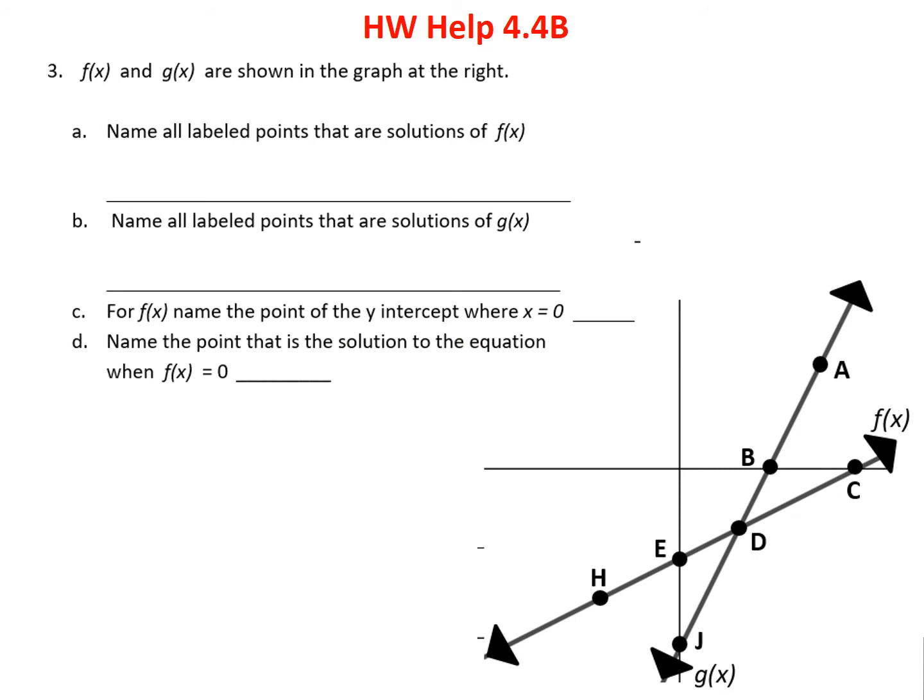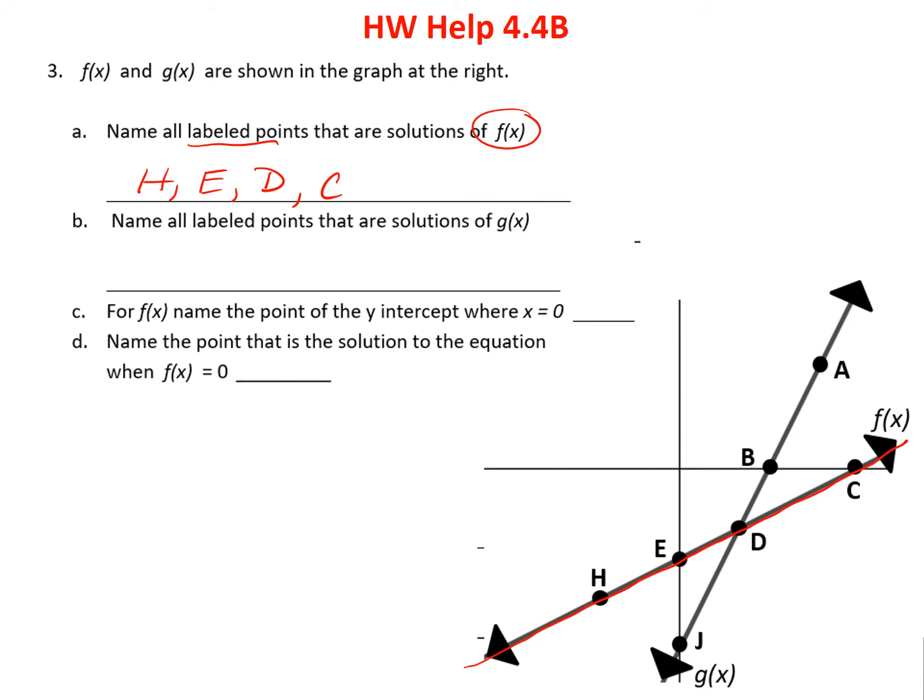The next set of problems has us look at the graph at the right and answer some questions. First, it says name all the labeled points that are solutions of f of x. Well, that's all the points on the line, so the ones that are labeled. So here's f of x right here. I'm drawing this in red. So all the points that are labeled, if I start on this side, it's going to be H, E, D, and C.